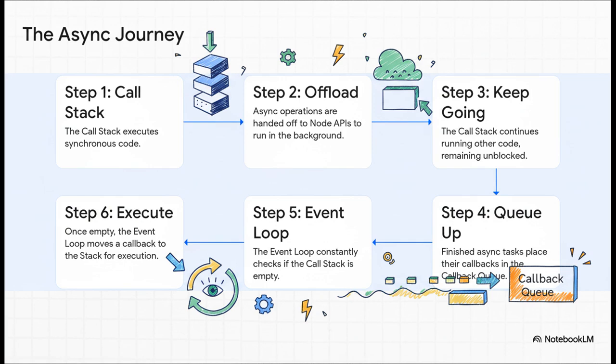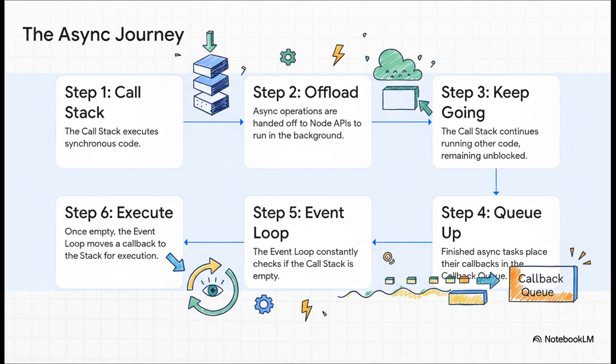Okay, so first, your regular code runs on what's called the call stack. When it hits an async operation, like reading a file, Node doesn't wait. It hands that job off to its powerful low-level APIs, which can actually use other threads behind the scenes. And your call stack, it just keeps on chugging along, totally unblocked.